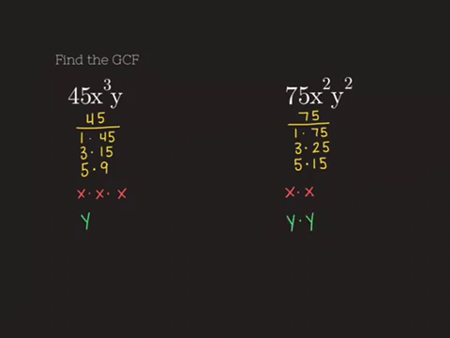So for the numbers, we're just looking for the largest one they have in common, which is 15. And then for the variables, we're looking for the most they have in common. So they each have 2 x's, which would be x squared. And then we can make a pair of 1 y's. So that's the most that they have in common. So our GCF is 15, and then x squared because they have 2 x's in common, and then y to the first.